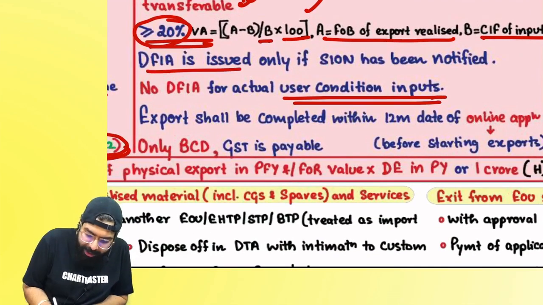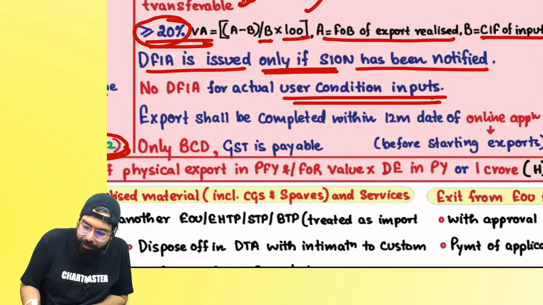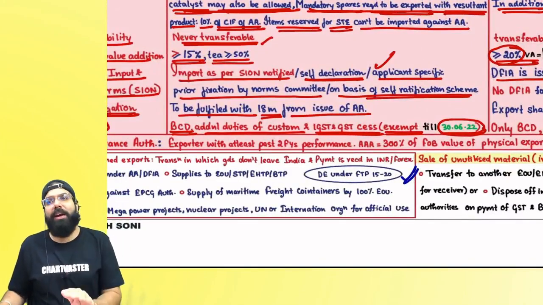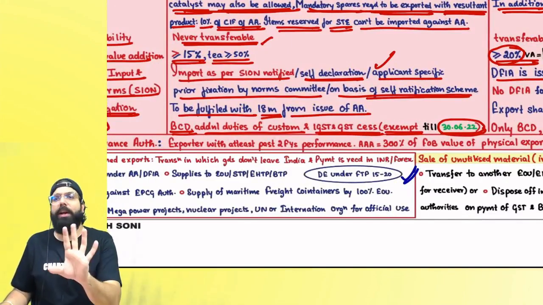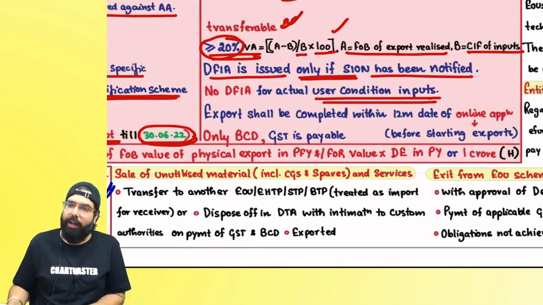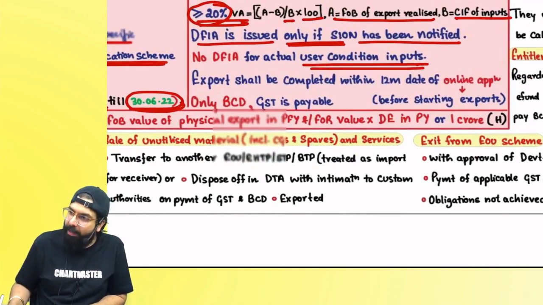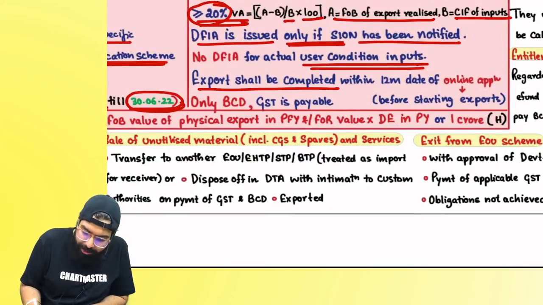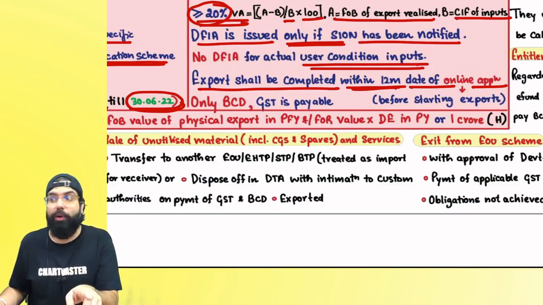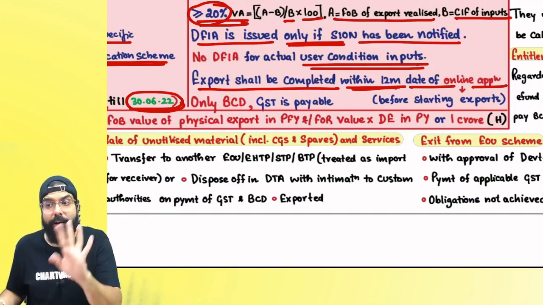Next. Sir, DFIA is issued only if CON has been notified. Here, even if CON is not there, on the basis of self-ratification or self-declaration or after fixation by the norm committee, they will go ahead and allow you. But here, only if CON has been fixed, they will go ahead and give you DFIA. Are we clear, everyone? The next one, export shall be completed within 12 months from the date of online application. Baba, you have to go online and say, sir, I will go ahead and export. Export should be completed within 12 months.